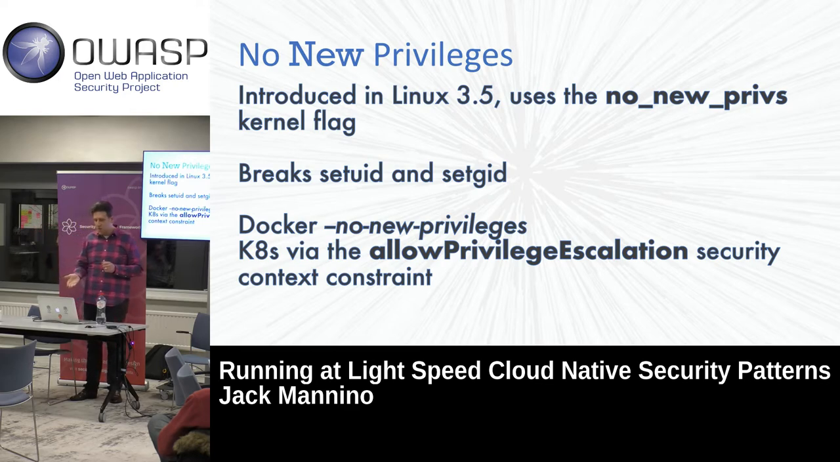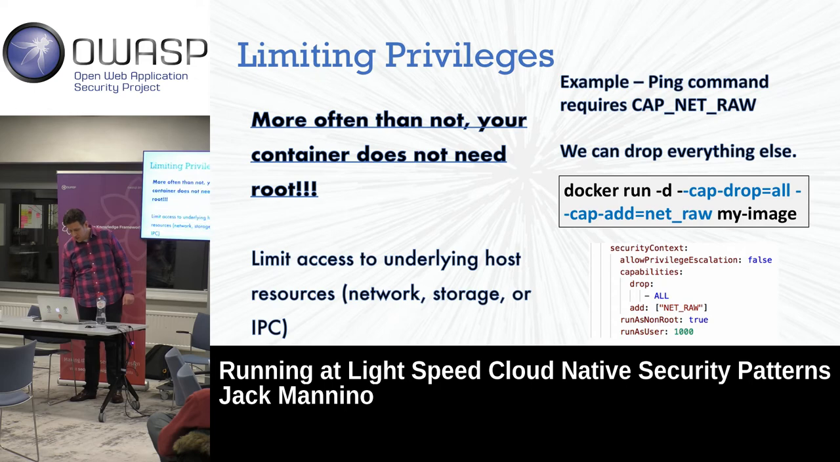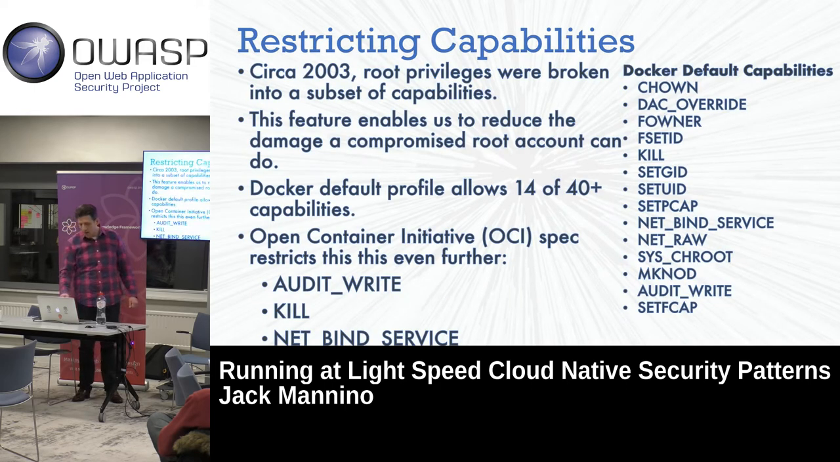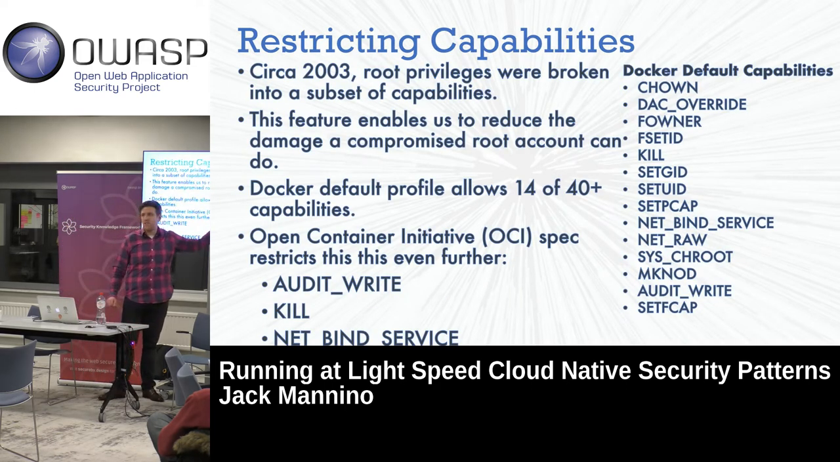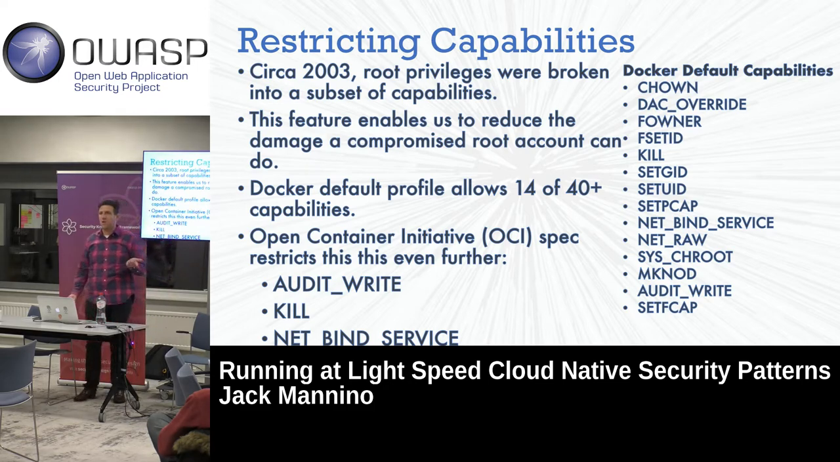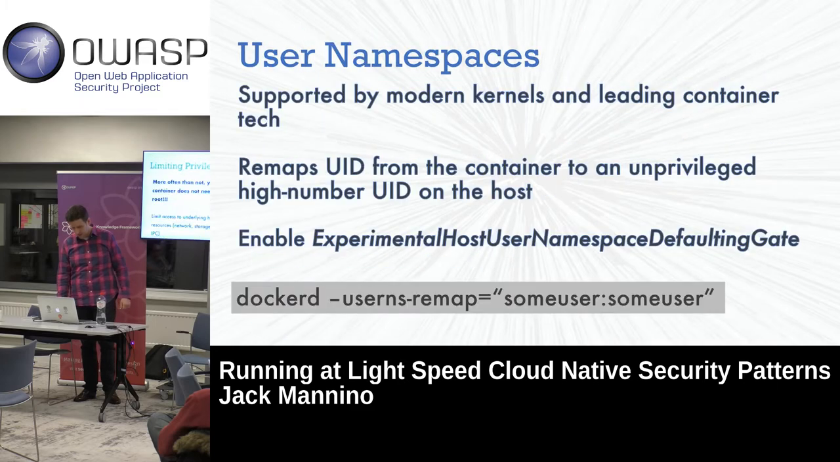So in Docker, you can set that with no-new-privileges. In Kubernetes, it's basically a security context constraint, allowPrivilegeEscalation. If you set that, then it will limit your ability to do that. Going back a few slides, if you also drop the capabilities for SETGID and SETUID, then you've also neutered that ability as well. So you have a couple of different ways you can address those same things.